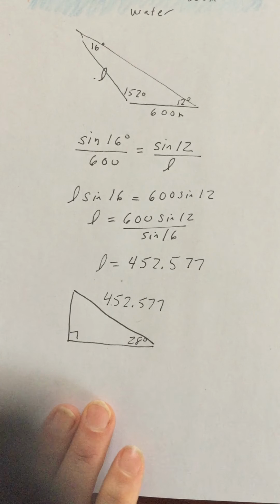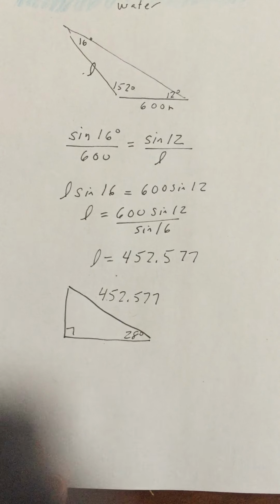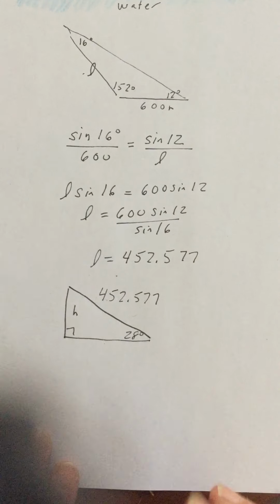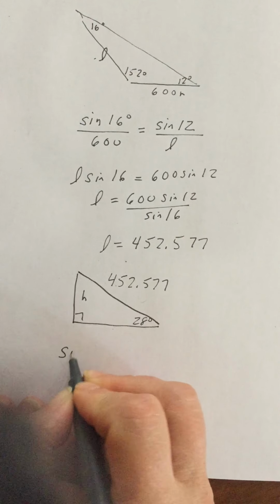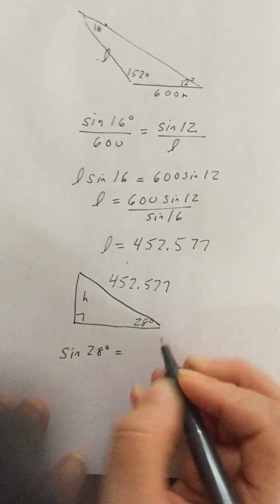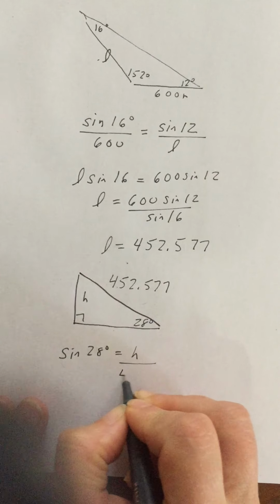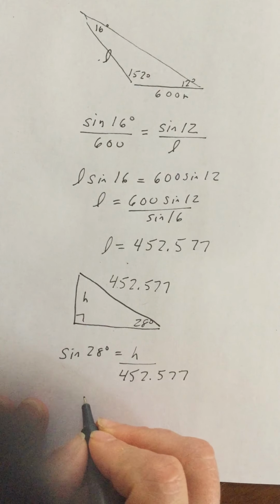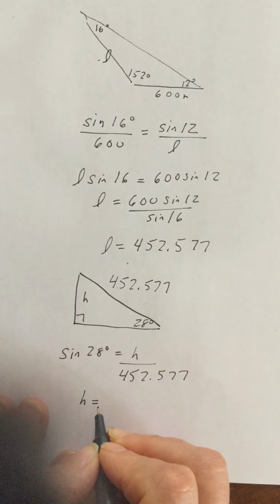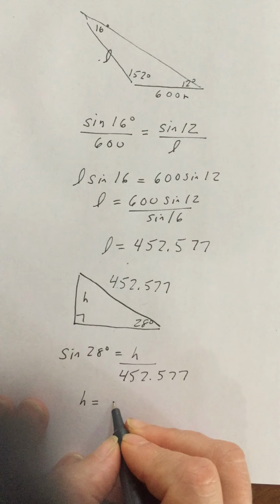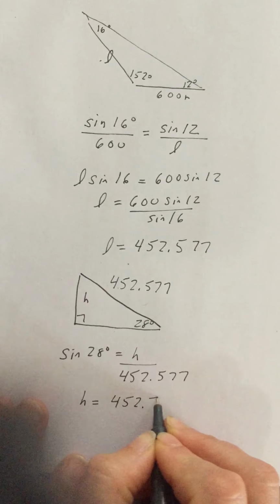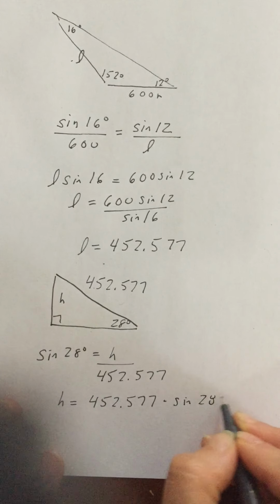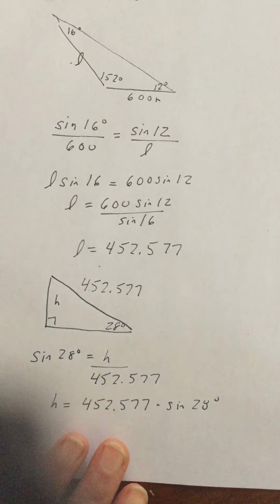So now all you need to do is use regular sine in order to find the height, right, because sine would just be opposite over hypotenuse using those old definitions. So you could say sine of 28 is going to be h over 452.577. Okay, so h is going to just be the product of those two numbers. That's sine of 28, okay? All right, so running that through your calculator.